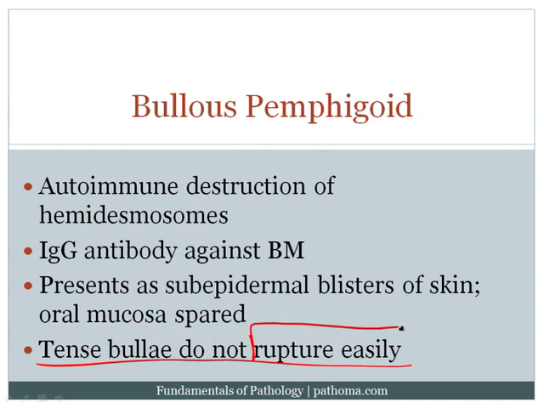Now, why do these blisters not rupture easily? Because the wall is thick. It contains the entire epidermis. And this can be contrasted against pemphigus vulgaris because remember that in pemphigus vulgaris you had bullae that ruptured easily because the wall was much thinner, and that was because it was only part of the epidermis.